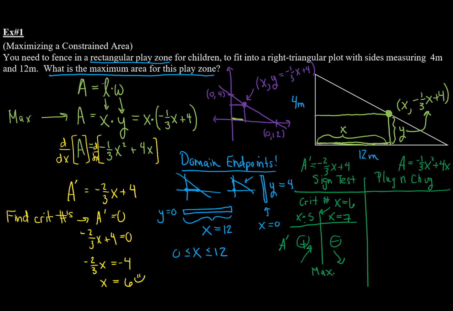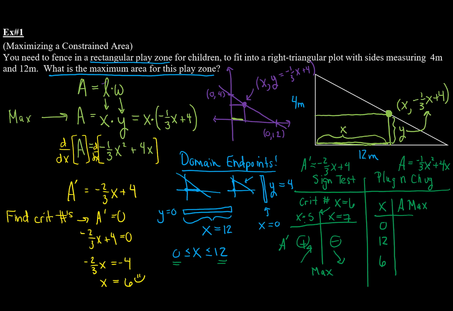However, remember we have endpoints. We have endpoints of 0 and 12. So what I'm going to do is look at my original function, plug in the endpoints, and plug in my critical number, and see who gives me the maximum A value. So plug it into the original.